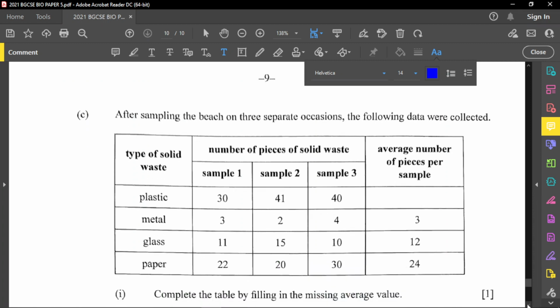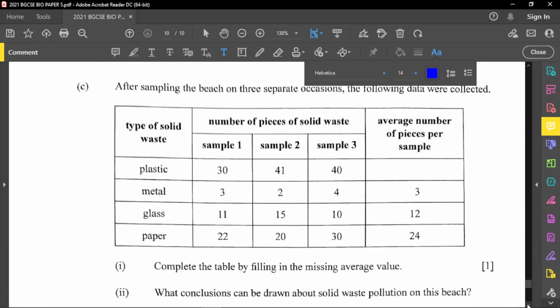Here now, after sampling the beach on 3 separate occasions, the following data were collected, and so we have our samples there. Complete the table by filling in the missing average value. So we're going to put in the missing average value. We add up 30, 41, and 40 and divide by 3. The sum of them divided by 3, you're going to get 37. So 37 will be our missing value right there. And this is the average number of pieces per sample. And notice we have plastic, metal, glass, and paper. So just make a note of that.